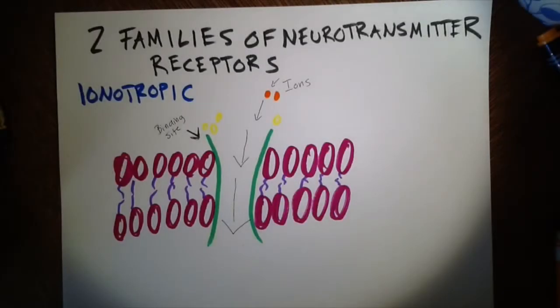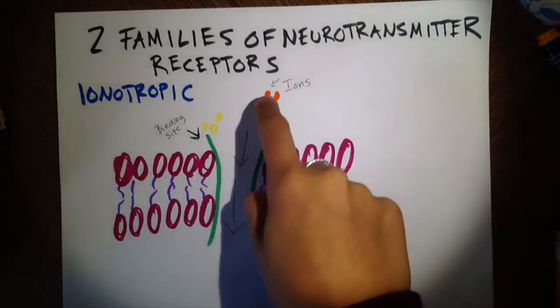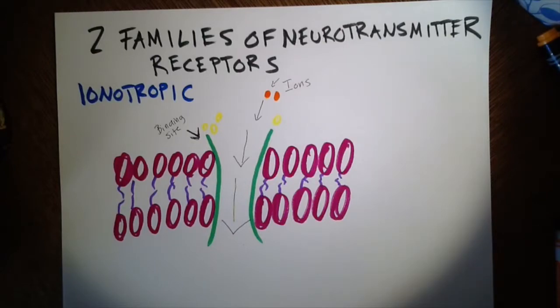The first is ionotropic. They have a site where a neurotransmitter can bind called a binding site. When a neurotransmitter binds here, it causes a channel to open in the receptor and ions can flow into the neuron. This sends a signal in the action potential.